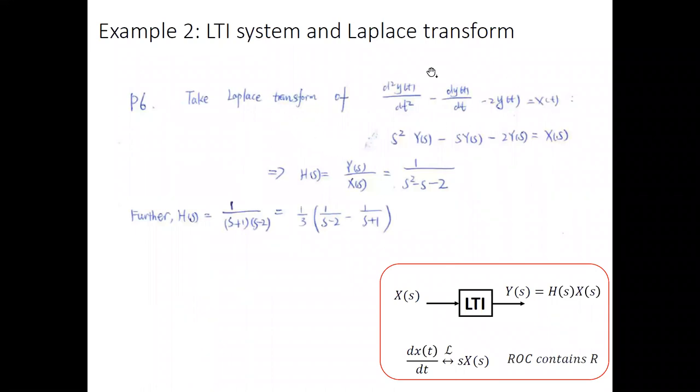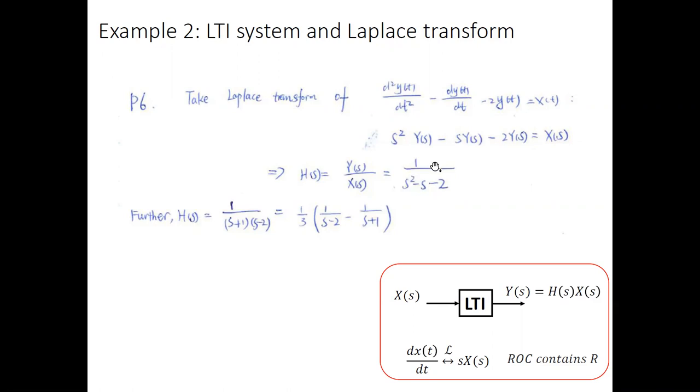Okay, so we just take the Laplace transform of the differential equation. We know that x's Laplace transform is capital X, y's is capital Y. Applying the differentiation property, dy/dt is s times capital Y, then d square y dt square just multiplies an additional s, so s square. And H of s from this figure above is Y divided by X. So from this equation of s, we divide X to the left hand side, and divide the common factor in front of Y to the right hand side. What we get is a polynomial on the denominator, s square minus s minus 2. So this H of s is again a rational function of s. This is H of s.